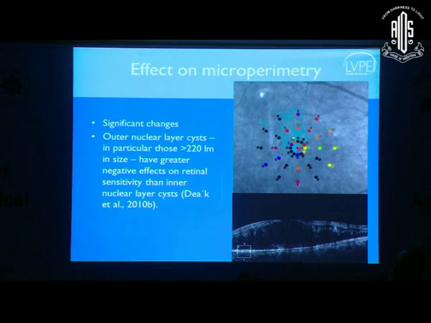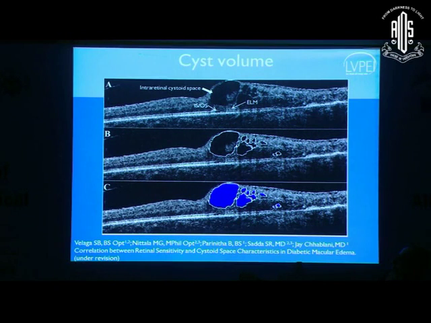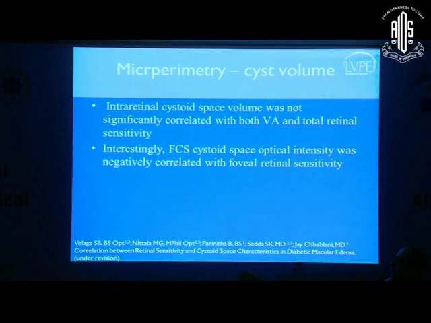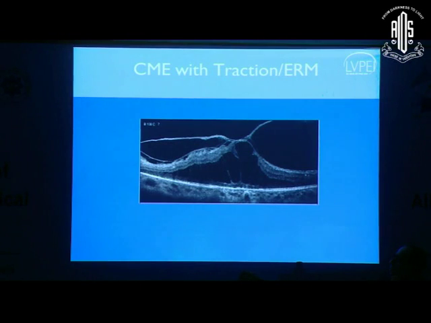And there are studies which show that if you have a larger outer nuclear cyst, you can have reduced sensitivity on microperimetry. We just performed a study in which we calculated the cyst volume in the whole macular cube area and correlated it with microperimetry, and we did not find any relationship of this cystoid space volume with the visual acuity or with the retinal sensitivity. However, in this study, we did find that the cystoid space optical intensity, the reflectivity, had correlation, as I was saying in my previous slide, that it has a very clear association.